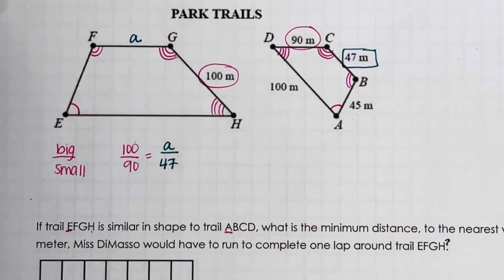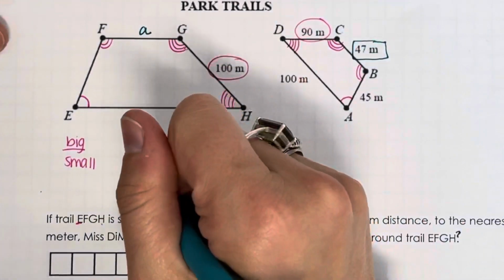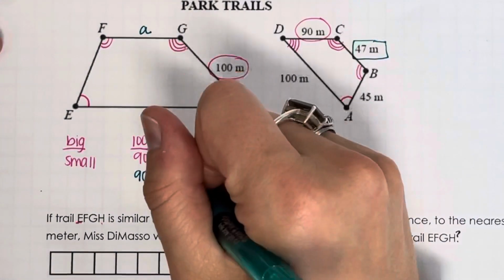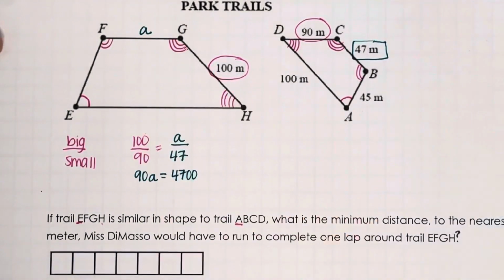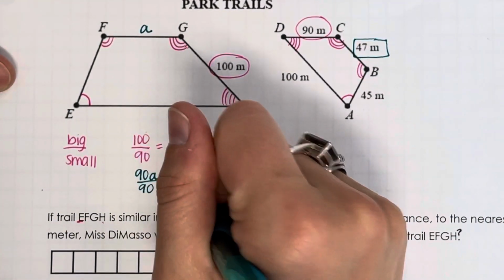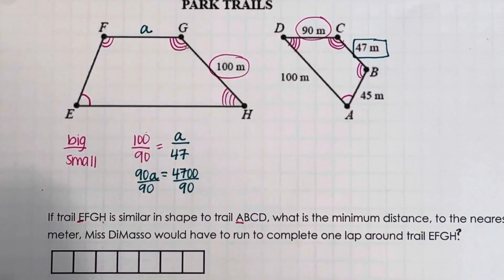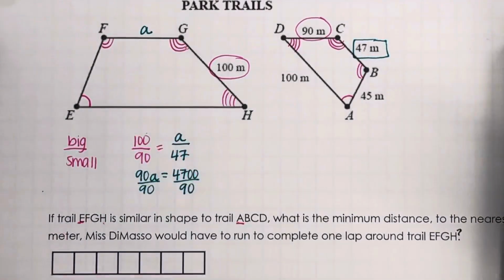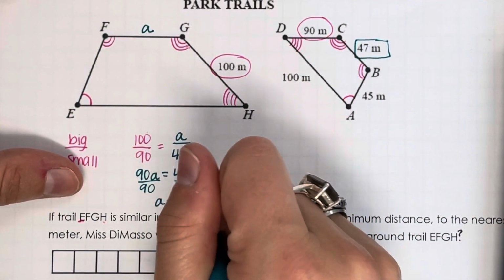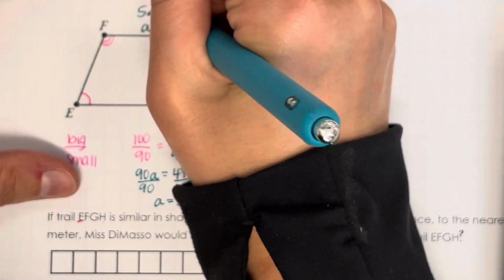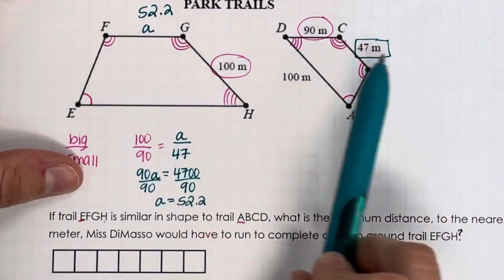Just like above, I cross multiply. So 90 times A is 90A. 100 times 47 is 4,700. And I divide both of them by 90 to get the A by itself. And I get 52.22222 repeating. So I'm just going to put 52.2. Okay, that's my first one up here. Now I've got this piece and this piece.